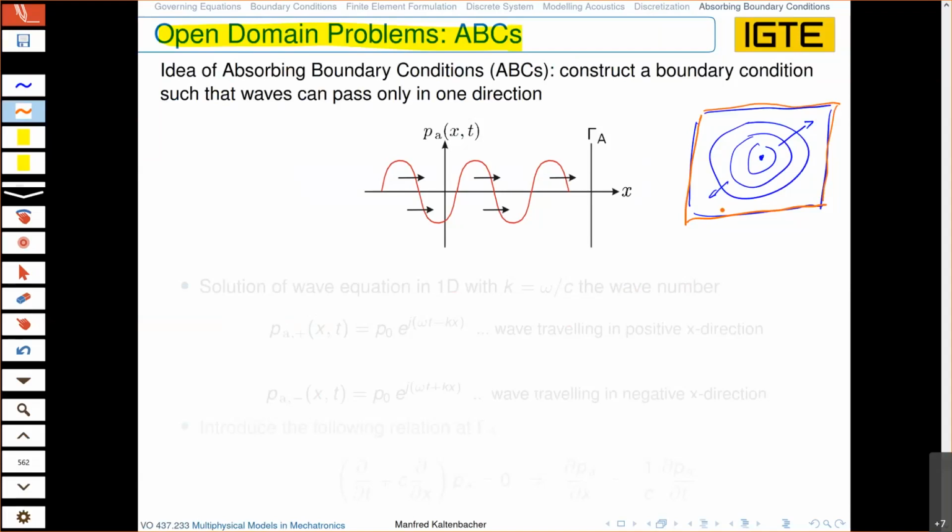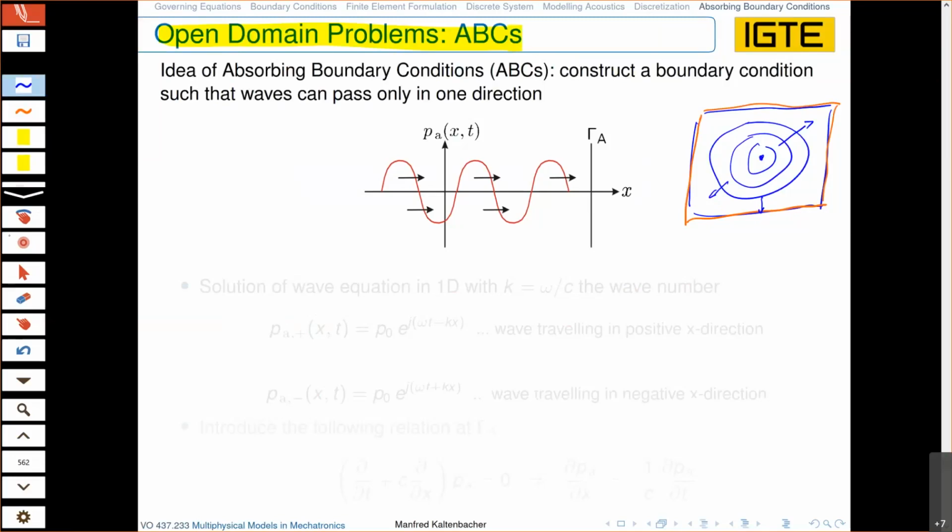So we should have some approach that when these waves are impinging here to the boundary, they are somehow absorbed and not reflected back into the computational domain, because then our model would not be what we want to simulate. So let's investigate this in 1D, because in 1D we have an analytical solution.